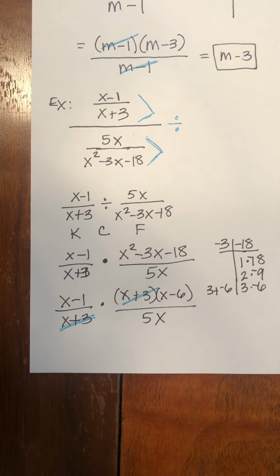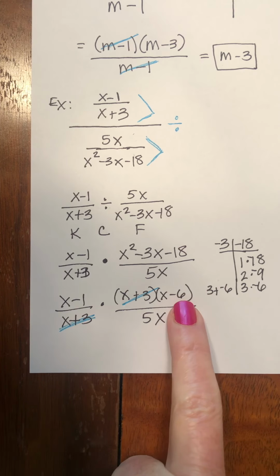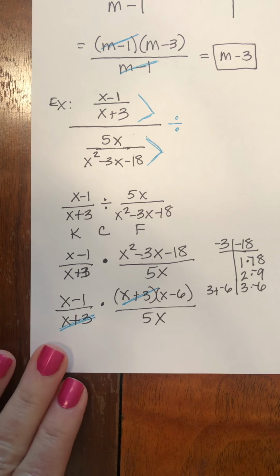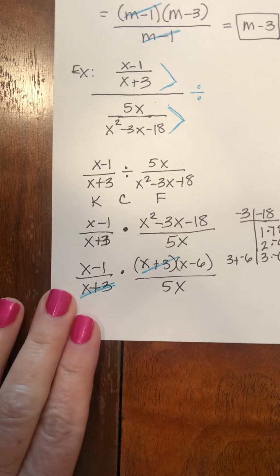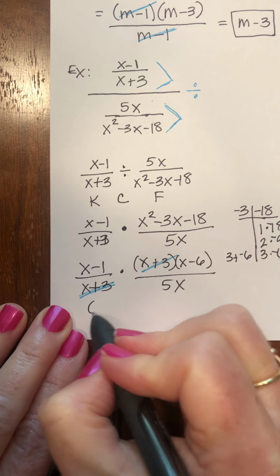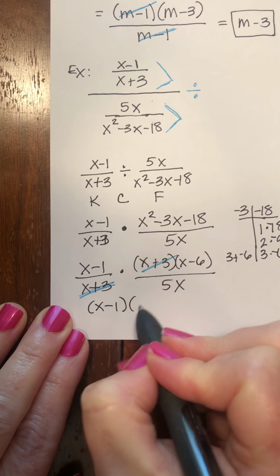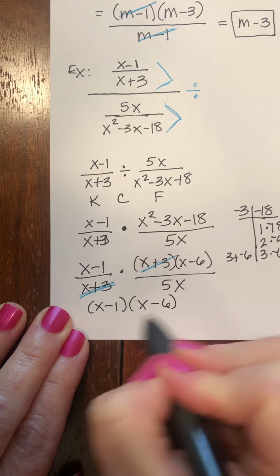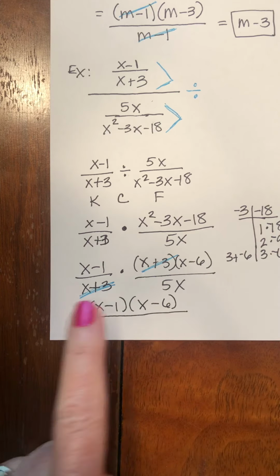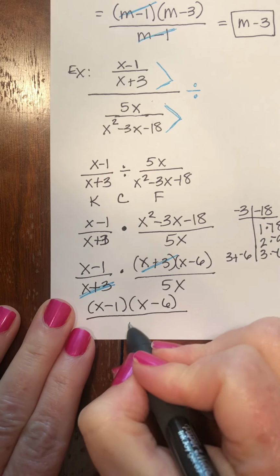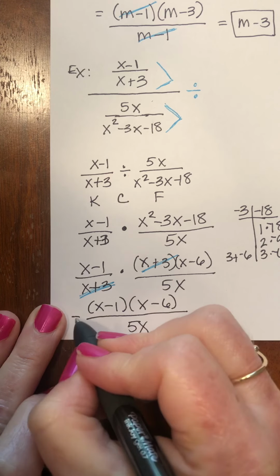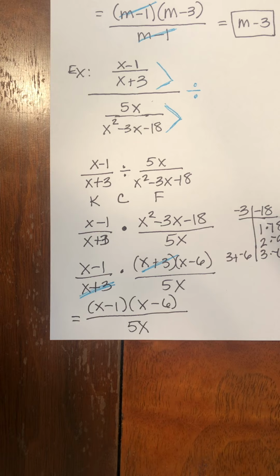Now what happens is you have an x minus 1 and an x minus 6 in the numerator. So we're just going to write those side by side. We do not have to multiply them back out. So I'm just going to write them side by side like that. And all we have left in the denominator is 5x. So this is your final answer for that really hard-looking complex problem.